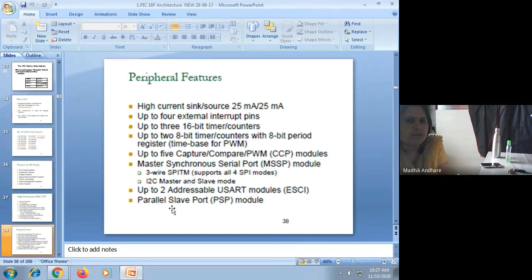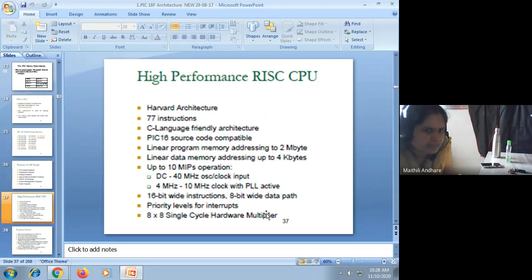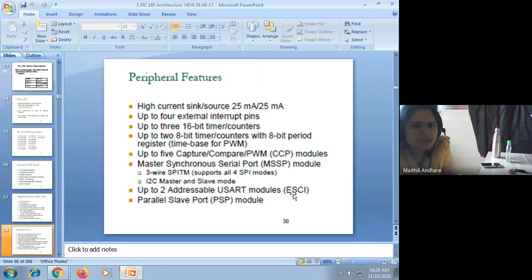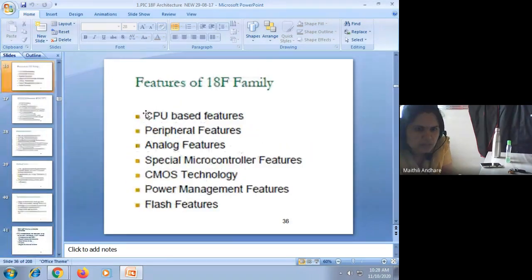In all connections of peripherals and microcontroller, the microcontroller is considered as a master, and the number of devices which we are going to connect to the microcontroller are called slaves. So that parallel slave port module is also available with the PIC microcontroller, which is not available with the 8051 microcontroller. Now see, these are only the CPU based features, these are the peripherals, according to this category.